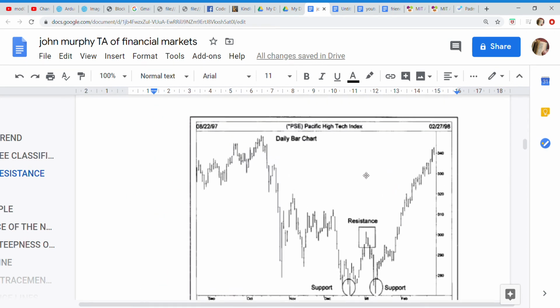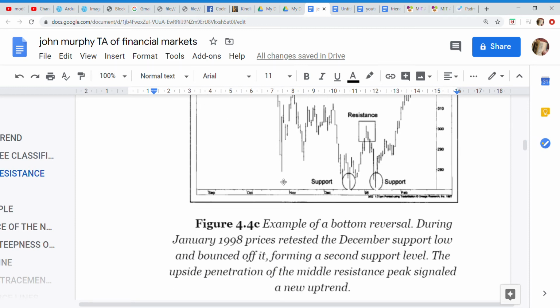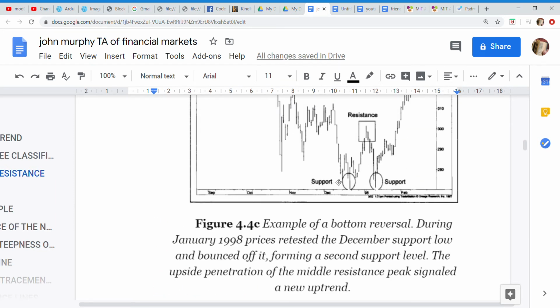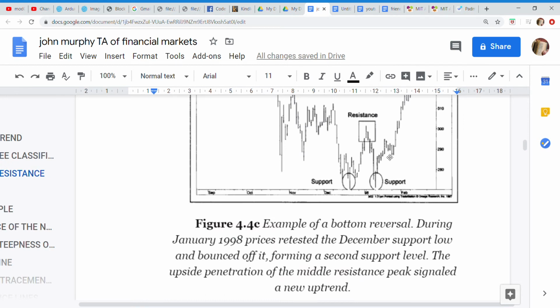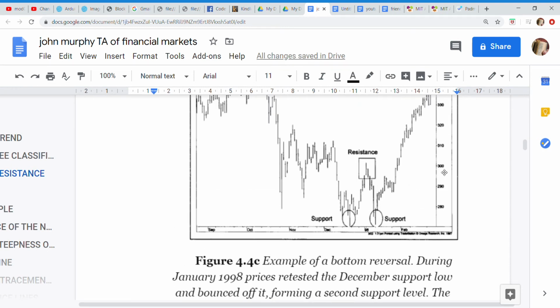So it is basically telling about the psychology of traders. At the support level, some traders buy, those who have gone long, so it indicates their psychology. After the support level, the prices increase, so it indicates the psychology of buyers. Then at resistance, it indicates the psychology of sellers. And then there are some uncommitted people who haven't done anything. So at the support level, many people buy, and at the resistance level, a lot of people sell.